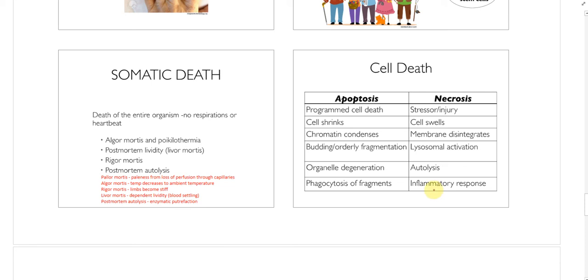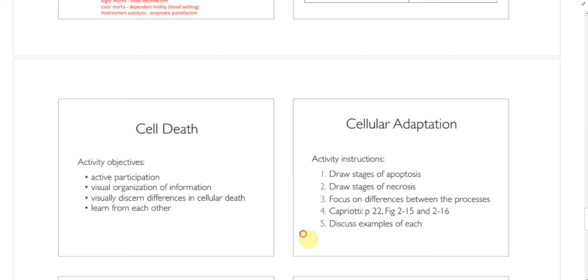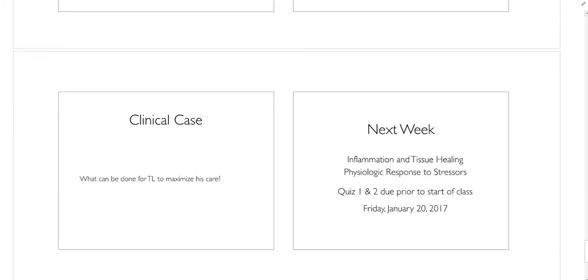With necrosis, there's going to be inflammatory responses. And with apoptosis, there's phagocytosis of those fragments. And it's nice and orderly. This is just kind of gross. Activity, and that's it.